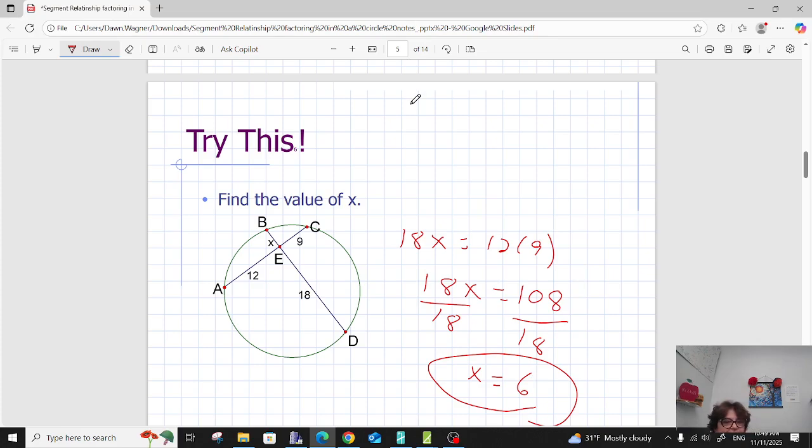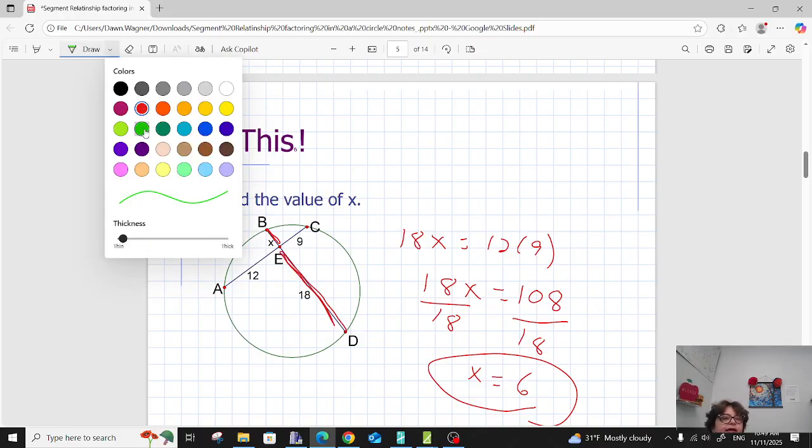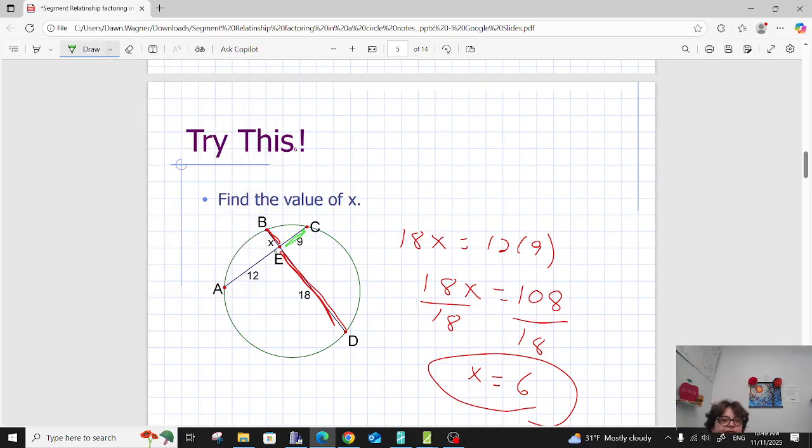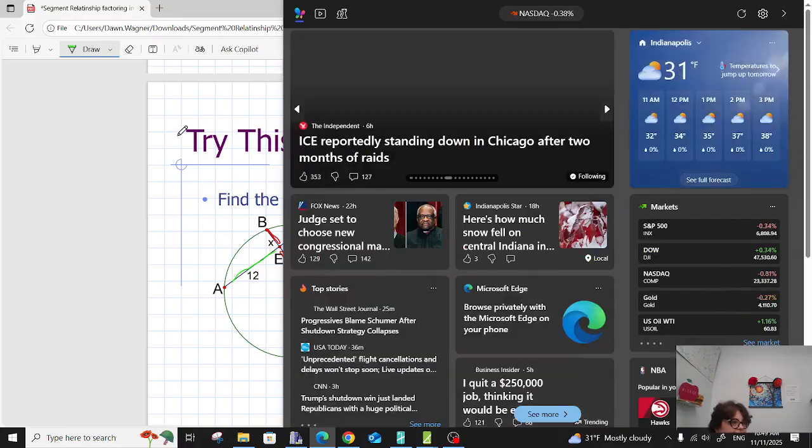That's it. These two pieces here, see these are the two pieces of this chord? You take these two pieces and you multiply them, set them equal to the product of the other two pieces, and then work it out.